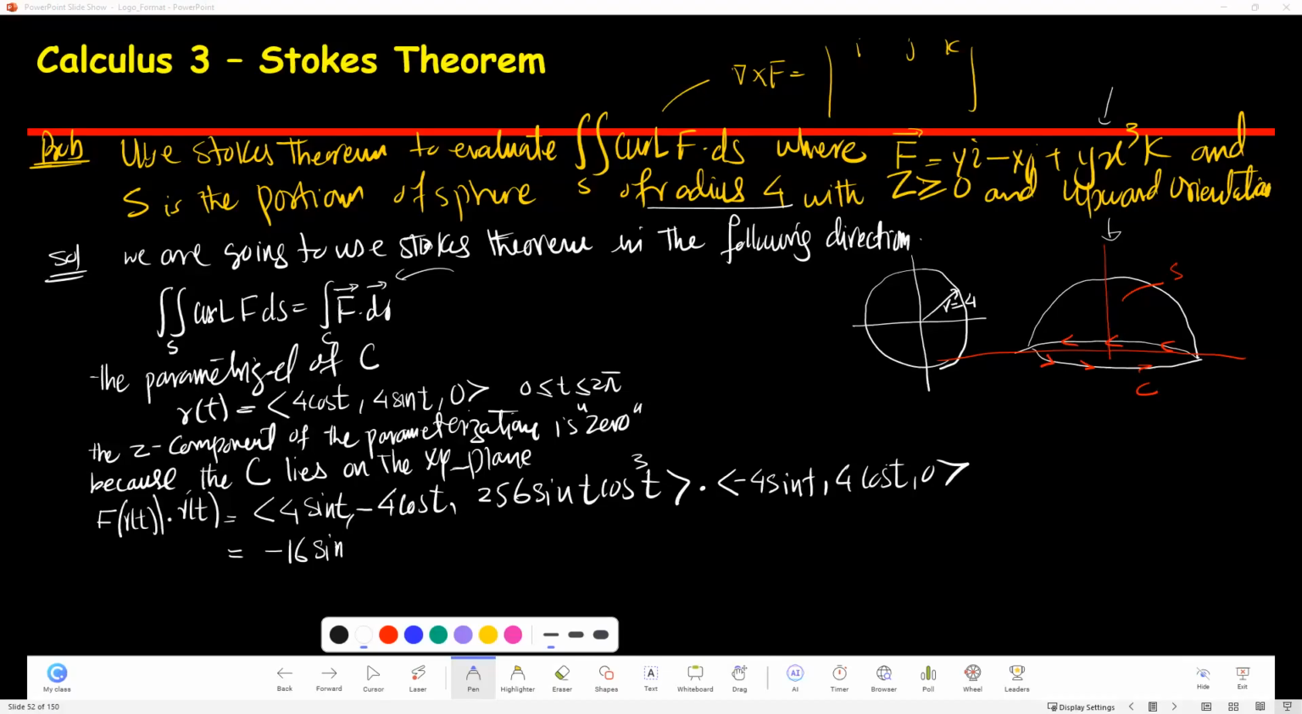sine square t minus 16 cos square t, and nothing left because this is going to be multiplied by 0. So this is pretty much what we have here, and I can factor out minus 16, so sine square t plus cos square t, and this whole thing will be 1, so it's going to be minus 16.